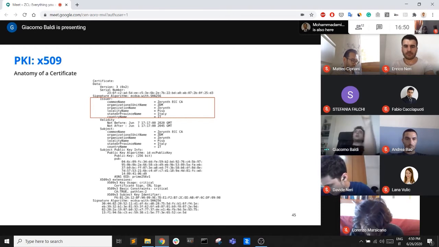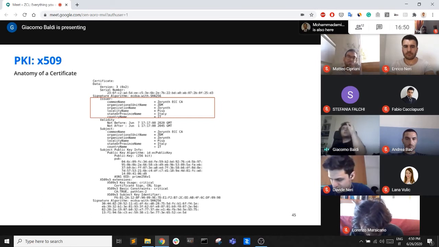The issuer is made of these fields: common name, organizational unit, etc. This is all standard stuff. The most important field usually is the common name. In this case it is Zerynth ECC CA.